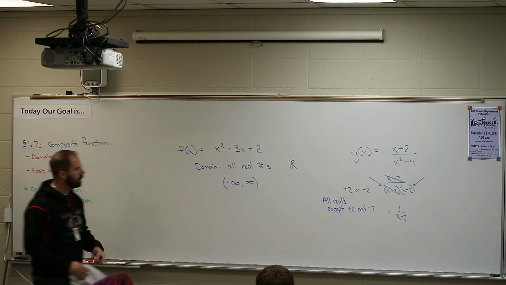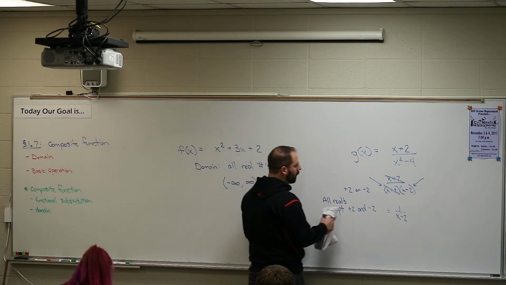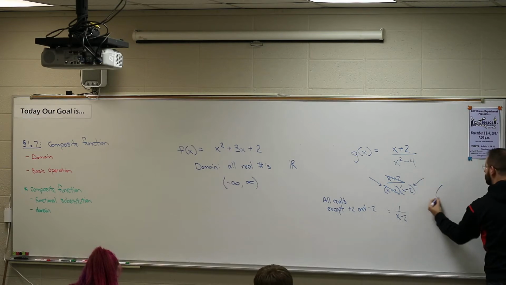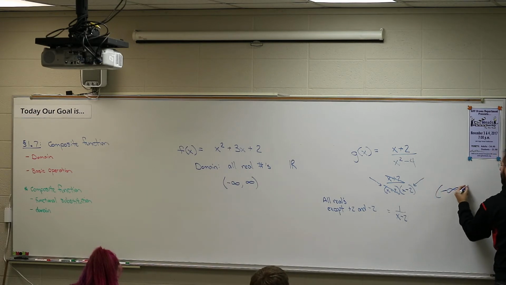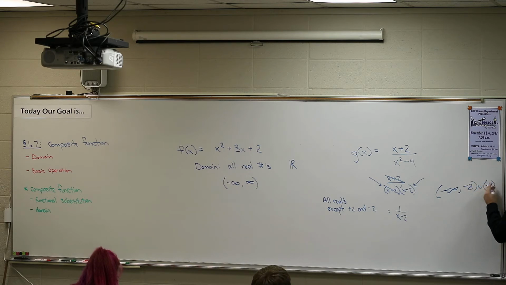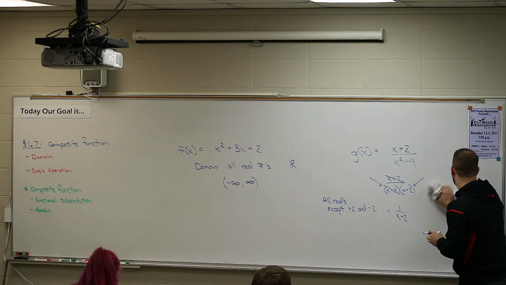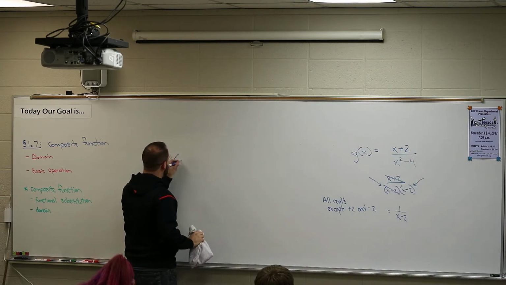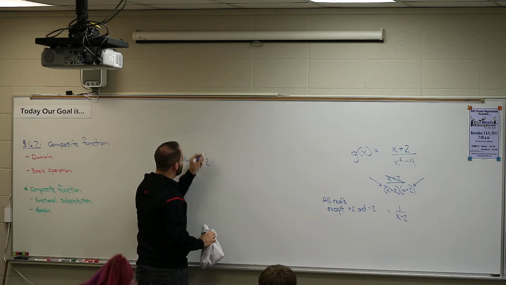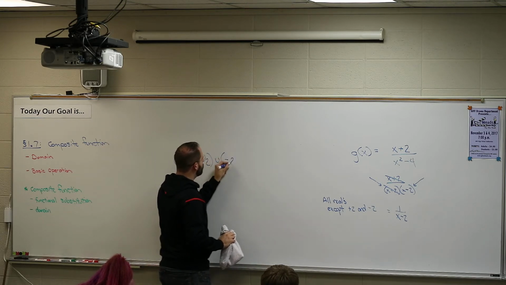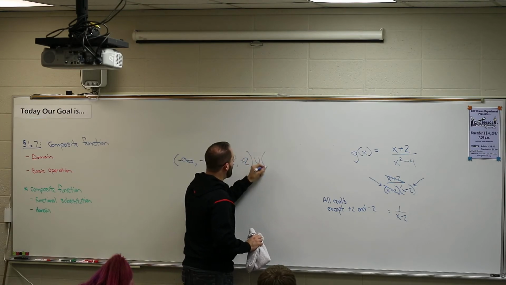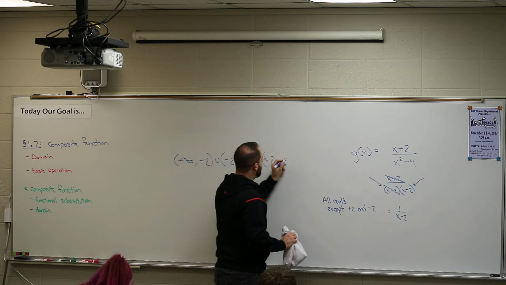If you did the interval notation, where I did the parentheses idea, I could write it like this: all the numbers from negative infinity up to negative 2, skipping negative 2, going up to positive 2, skipping positive 2, and going to positive infinity.